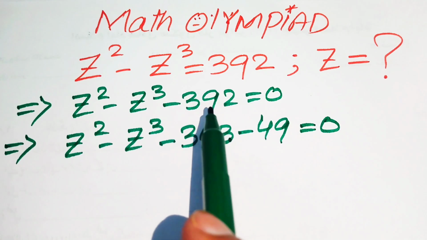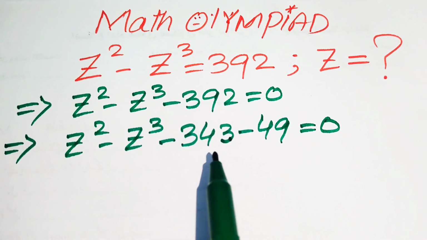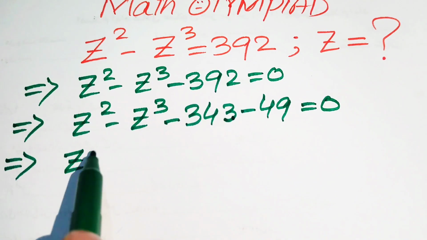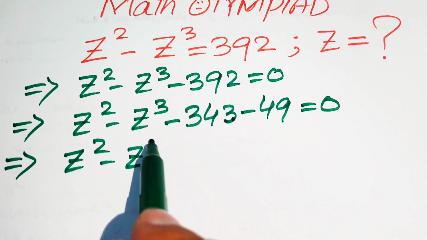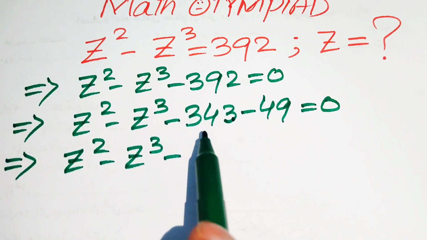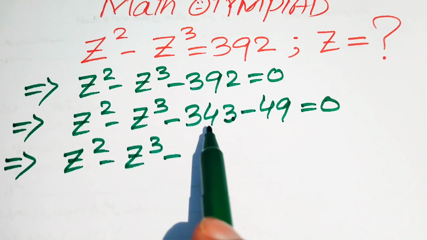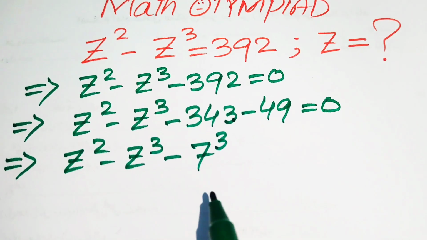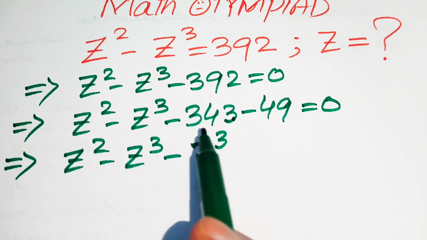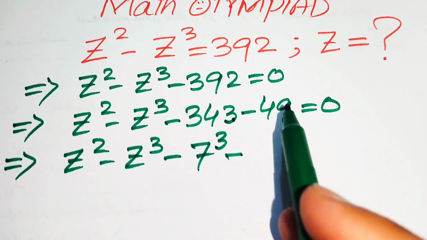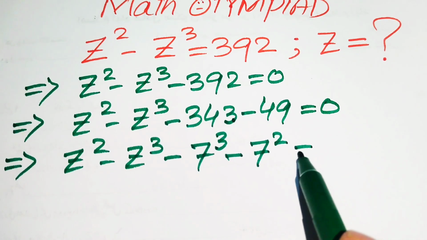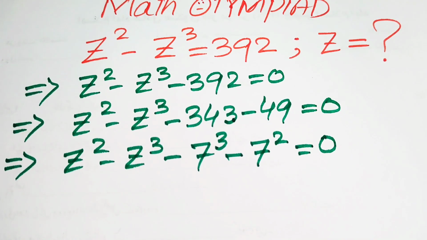So here we break this term and we write it in this way. After that we write this equation as z squared minus z cubed minus, here we have 343 and we write this term as 7 cubed. We know that 7 cubed equals 343, minus, here we have 49 and we write it as 7 squared, and this whole equals 0.